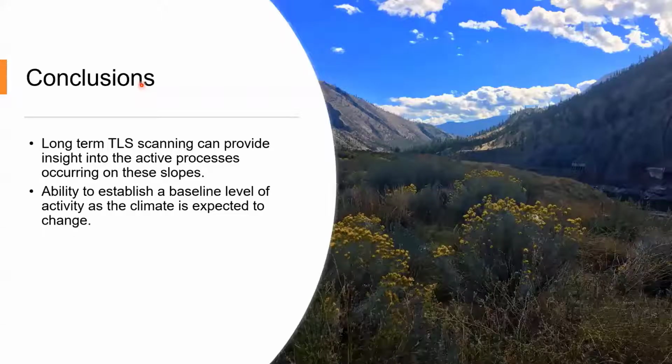So in conclusion, long-term TLS can provide insight into the active processes occurring on these slopes. By having such a long TLS record, it allows us to establish what is a baseline level of activity, because the climate is changing and we need to be able to have some sort of baseline to compare against.